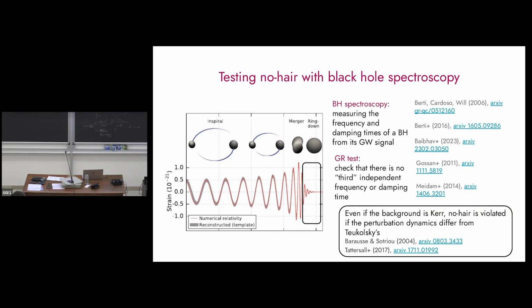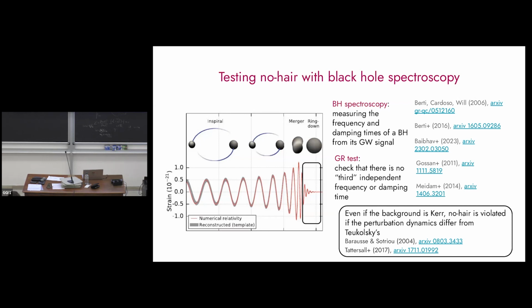You are testing the combination of two hypotheses. The first is that the remnant will be a Kerr black hole, and this is the Kerr hypothesis. And the second hypothesis that you are testing is what is the dynamics that governs the perturbation of the remnant, how you are approaching the remnant.